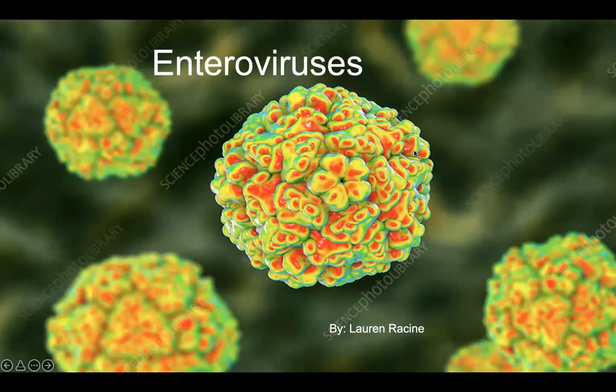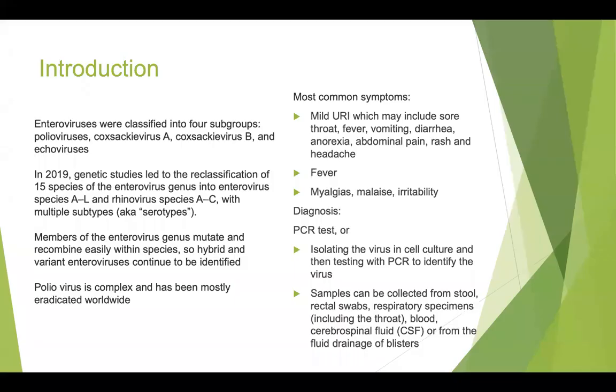Hi guys, so I did enteroviruses for mine, and here I just did a little introduction. So enteroviruses were classified into four subgroups. There's the polioviruses, the Coxsackie virus A, Coxsackie virus B, and echoviruses.